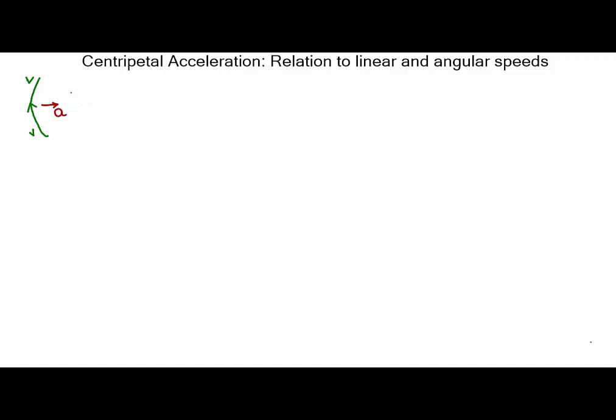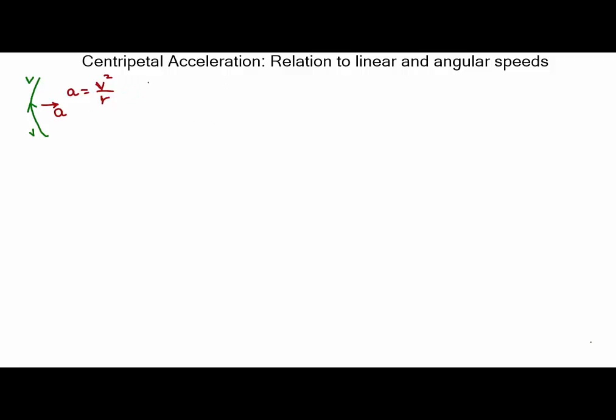And we also discussed the fact that the acceleration's magnitude is given by v squared over r, where v is the speed of the object and r is the radius of the circle that it's tracing. So let's now put that in the context of angular speed.